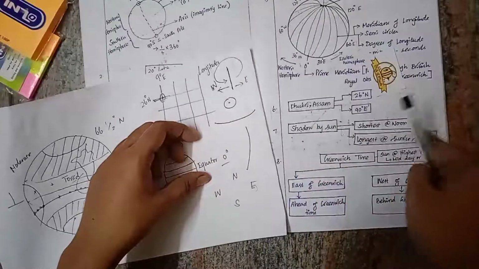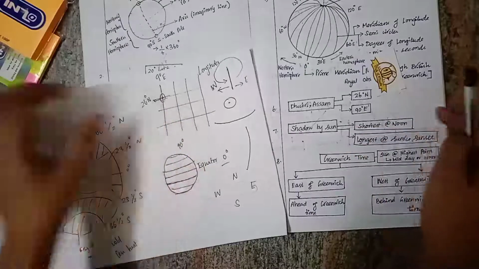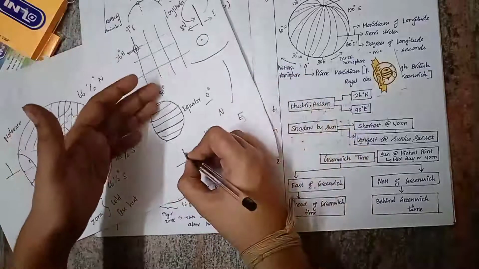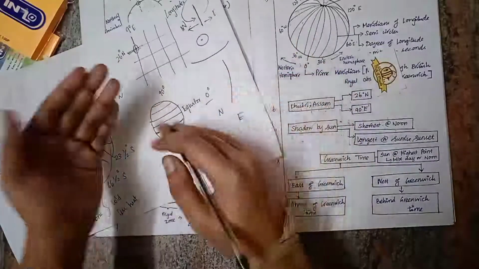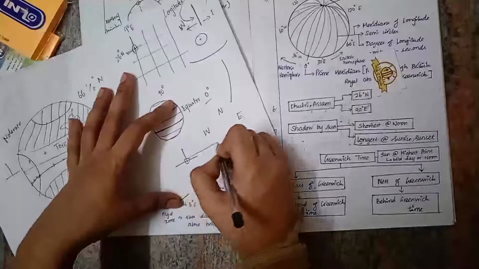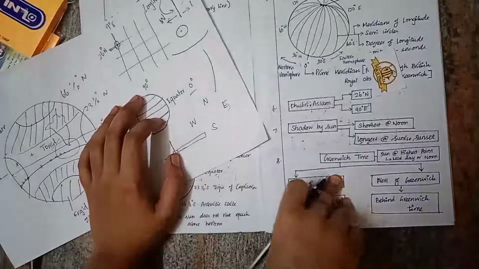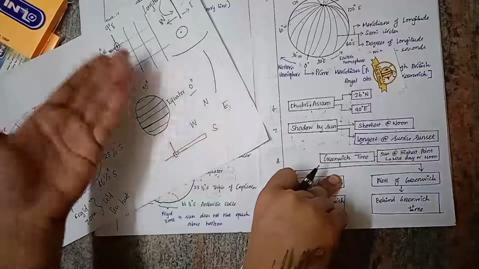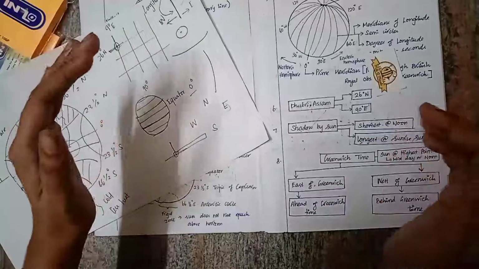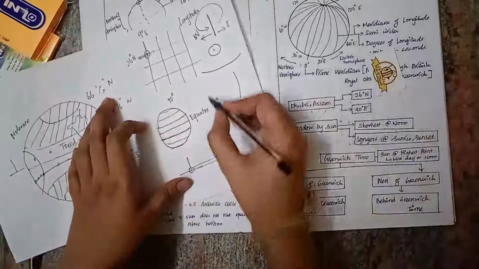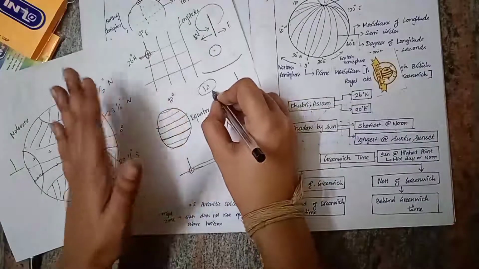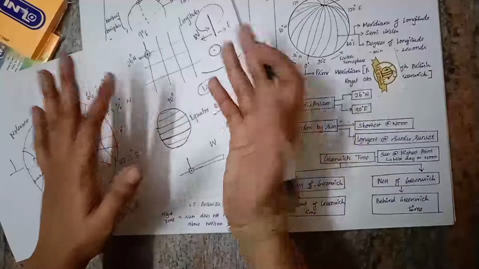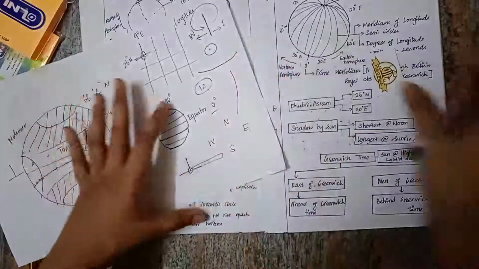Then the shadow of the sun. The shadow will be shortest at noon and longest at sunrise as well as sunset. If you see the shadow at midday, at 12 o'clock, at lunchtime, the shadow will be shortest, and during sunrise or sunset the shadow will be very large. Then Greenwich time. When the sun is at the highest point, which means midday or noon, it is called Greenwich time. In Greenwich time, if it is 12 o'clock, the sun will be at the highest point. So east of Greenwich will be ahead of Greenwich time, whereas west of Greenwich will be behind Greenwich time.